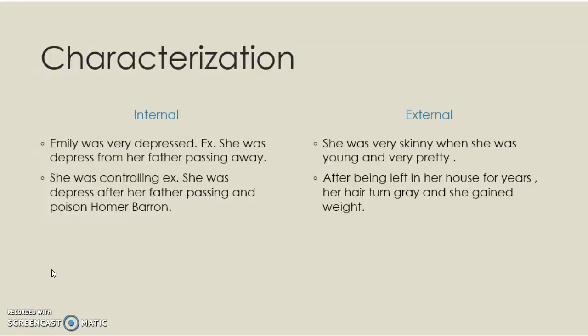Characterization. Internal. Emily was very depressed. For example, she was depressed from her father passing away. She was controlling. Example, she was depressed after her father passing and poisoned Homer. External. She was very skinny when she was young and very pretty. After being left in her house for years, her hair turned gray and she gained weight.